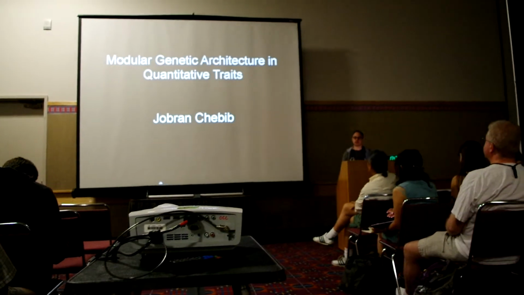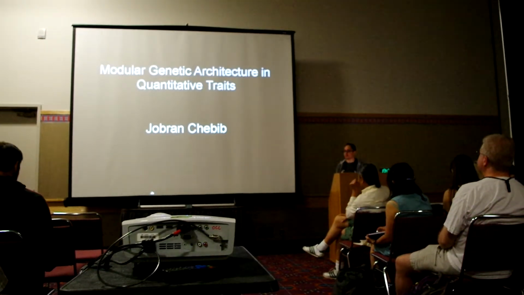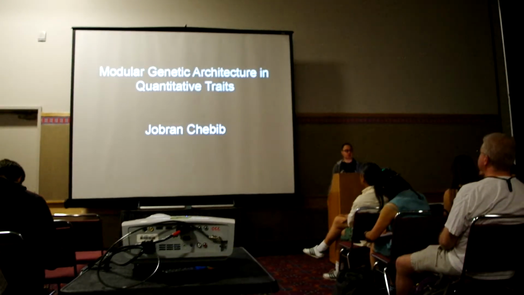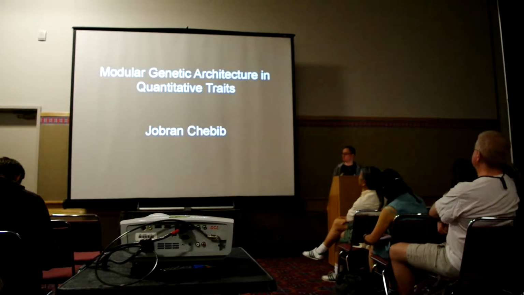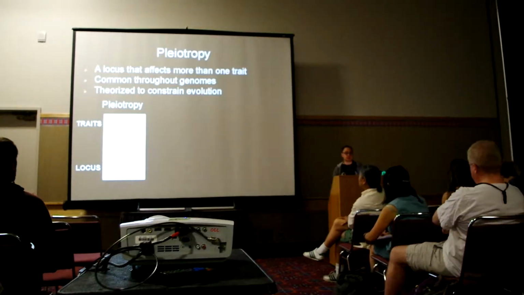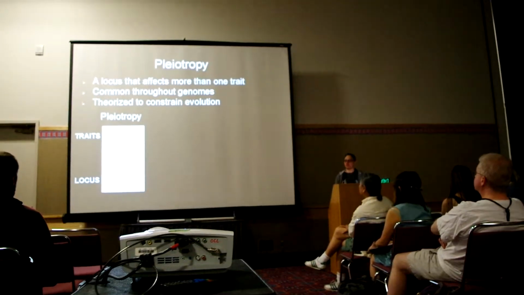Today I'd like to talk about some of the theoretical work that I've been doing in genetic architecture. I'm specifically interested in how the genotype is connected to the phenotype and about pleiotropy. So pleiotropy is when one locus or gene affects more than one trait.